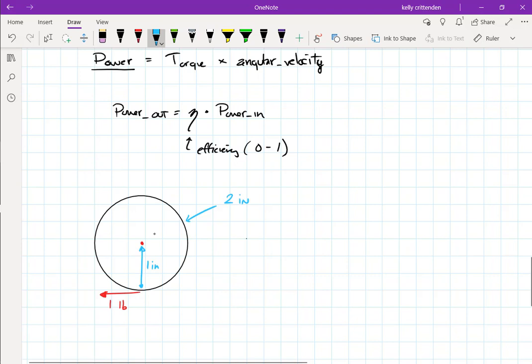So I can see how much torque I need here. To apply 1 pound here, if I have a 1-inch radius, I need 1 inch-pound of torque to generate 1 pound of force along the ground, this tangential force, because I have a 1-inch radius. So torque equals force times distance. The distance is 1 inch. The force I want to generate is 1 pound. So 1 pound times 1 inch is 1 inch-pound.